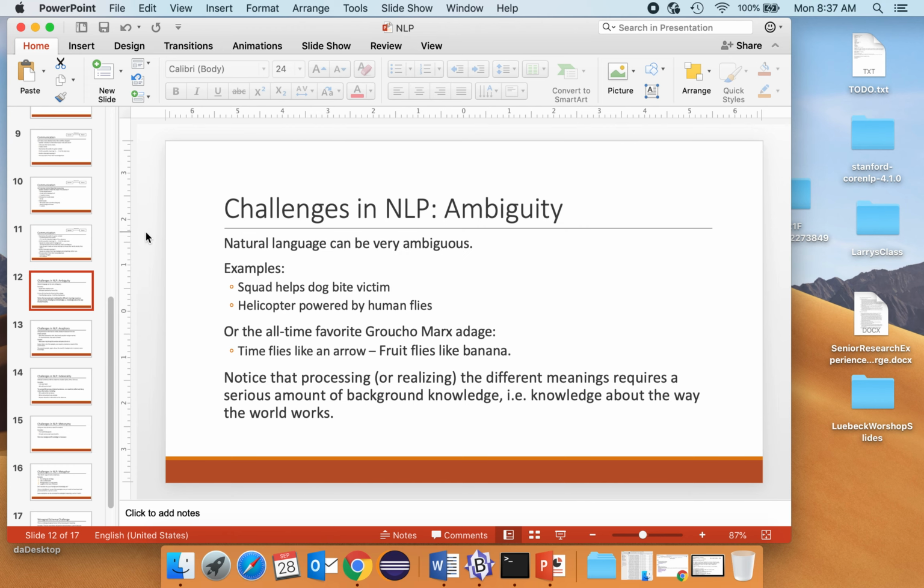All right, moving on a little bit then, to some other challenges in NLP. These are somewhat technical. So we know that natural language can be ambiguous. We try to make a good effort in communicating something, but sometimes it just doesn't work out. Here are some sentences that could be considered newspaper headlines. Squad helps dog bite victim. Helicopter powered by human flies.